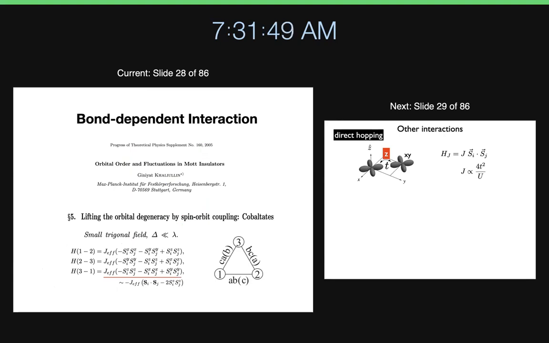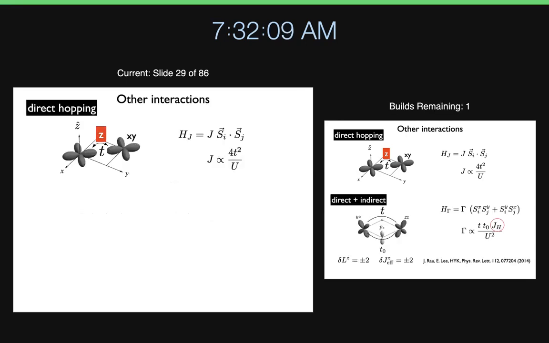So I have a very small trigonal field, where delta here is the trigonal distortion strength, smaller than lambda. So it's a 3D material. Then you can see that you can write this in terms of Heisenberg and Kitaev. So it's quite ubiquitous. It's very easy to get, but whether that's dominant or not is a different story.